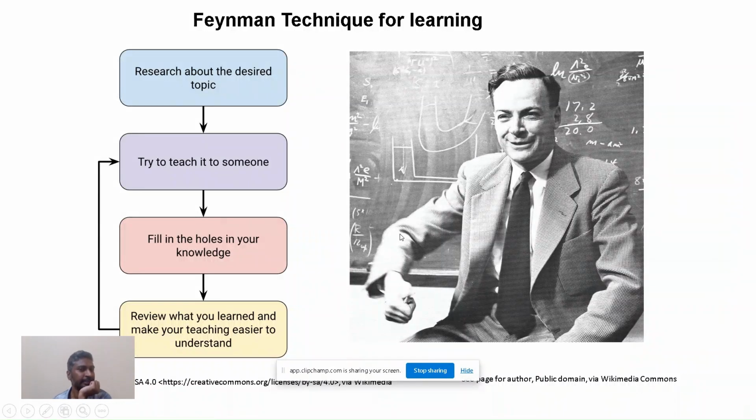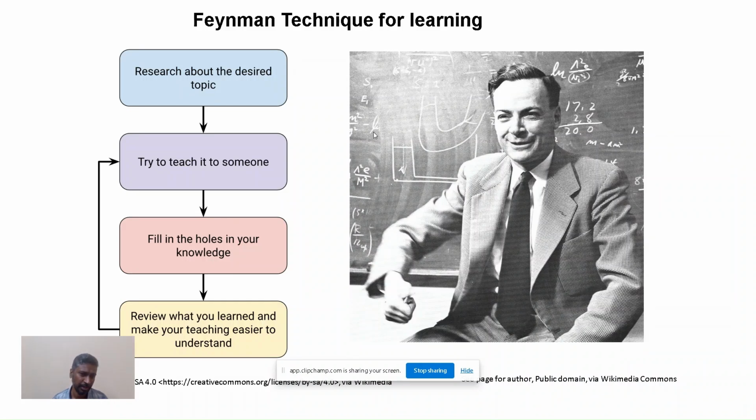So let us look at the Feynman technique for learning. What is the Feynman technique for learning? This is recommended by successful learners and even famous individuals and celebrities who have adapted the self-learning method in their life. The Feynman technique is effective because of the four steps it has.